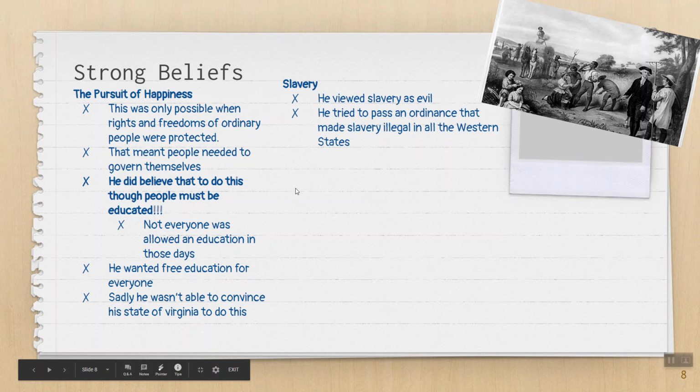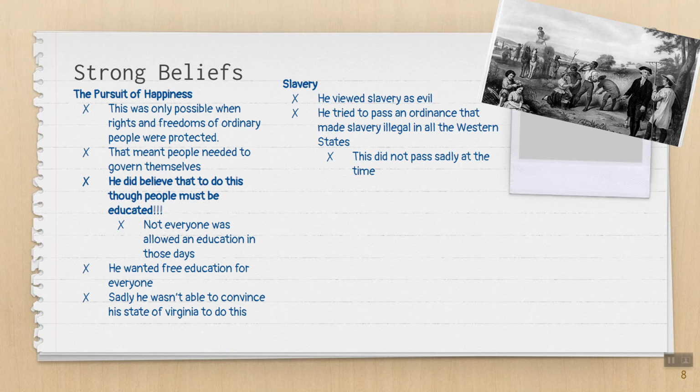There we go. So there was also a big thing in the South at the time called slavery. We've talked a little bit about slavery. And he believed slavery was evil. He didn't think it was the right thing to do. And he even tried to pass an ordinance that made slavery illegal in all of the western states, the new states that were being added.